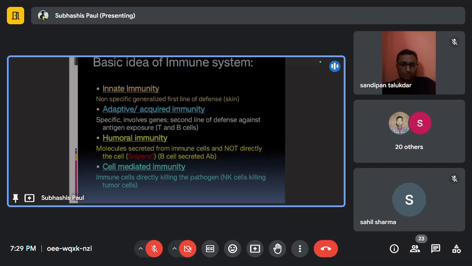But if you look into the immune system, there are four major domains. The first domain is called the innate immunity. You can see it in the slide.